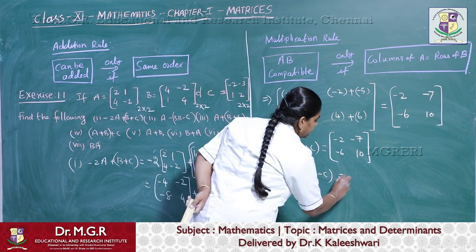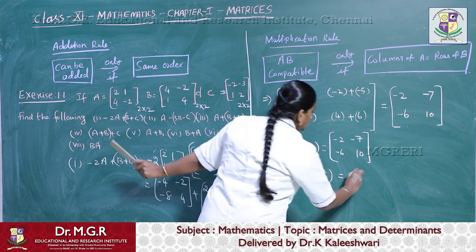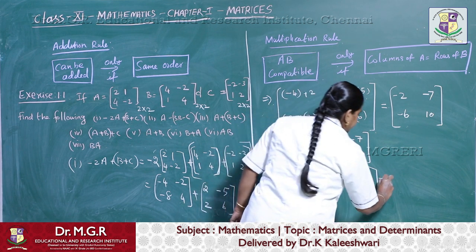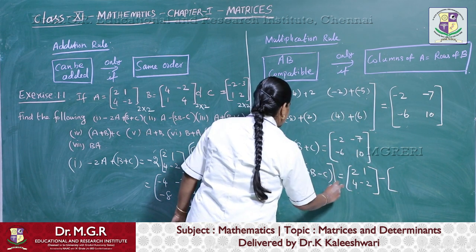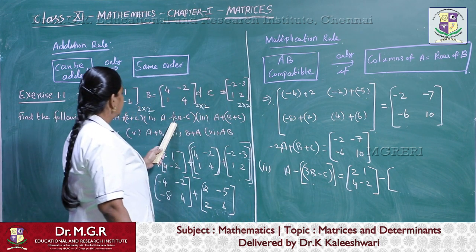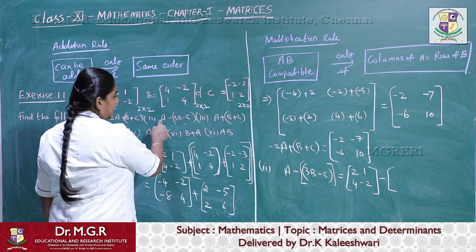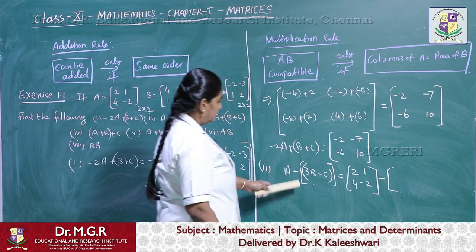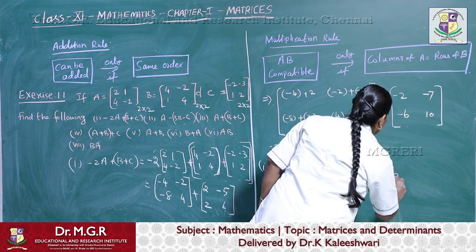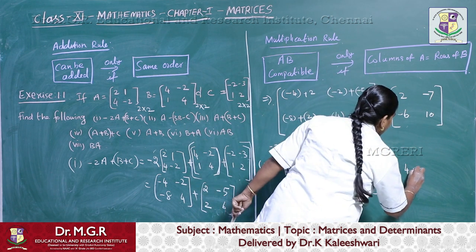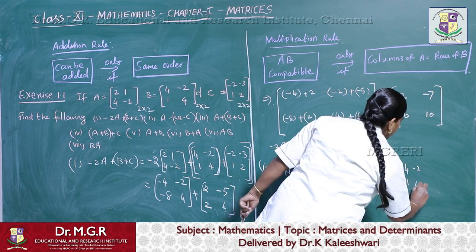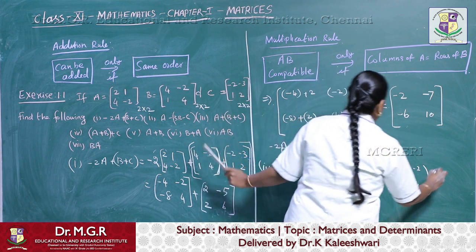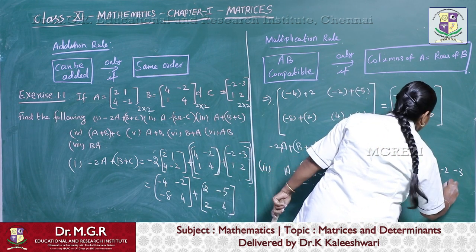Now substitute the matrices. What is A? [2 1; 4 -2], minus, and you have to put it like this. First we have to simplify this part, and then finally subtract the resulting matrix from A. That is 3 into B, which is [4 -2; 1 4], minus C, which is [-2 -3; 1 2].